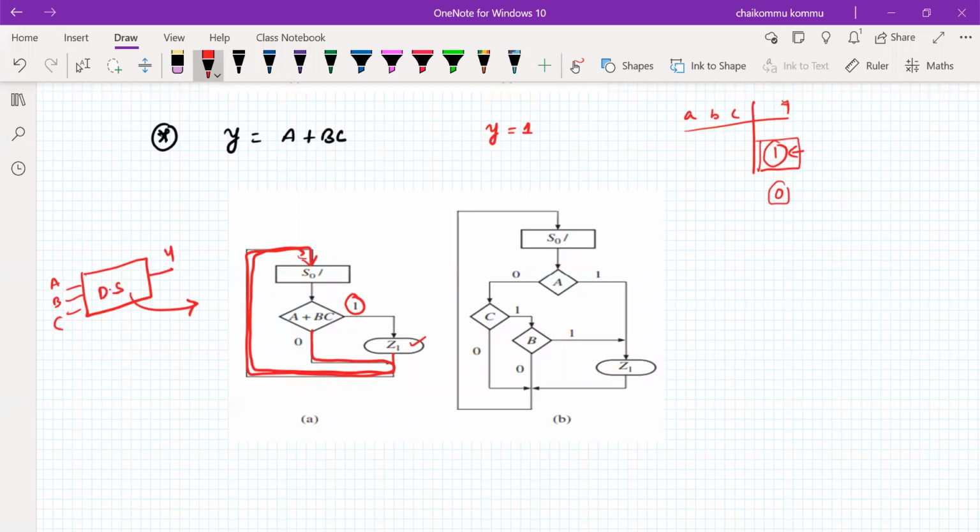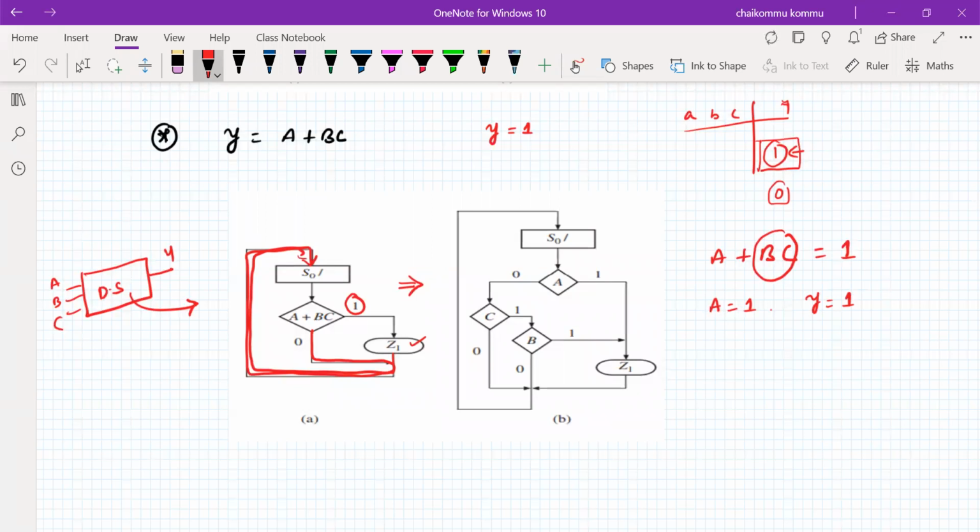This is the one way. So it is equivalent to say it in a different manner. Something like this. For example, A plus BC that we have written. When this becomes logic 1, if A is equal to 1, undoubtedly there is no need to verify BC, the output is equal to 1. Am I right?